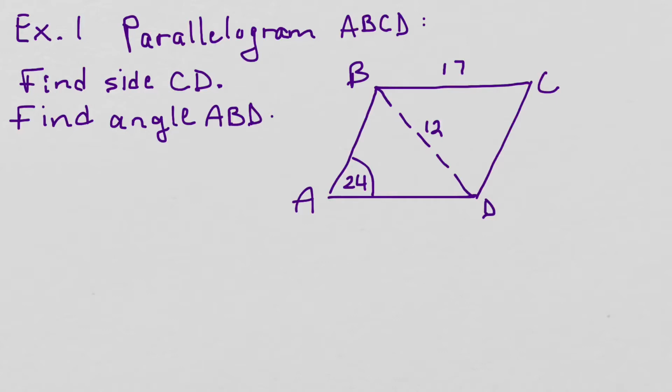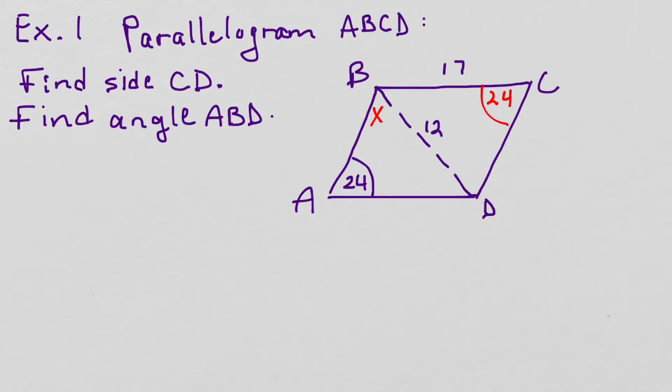So here we go. In example 1, I've got parallelogram ABCD. I'm going to find side CD here and angle ABD. ABD, so that would be this angle here. So I'm going to call this angle X, and then I'm going to notice that because this is a parallelogram, one of the properties of parallelograms is that these opposite angles are congruent because of their symmetry, making this angle also 24 degrees.